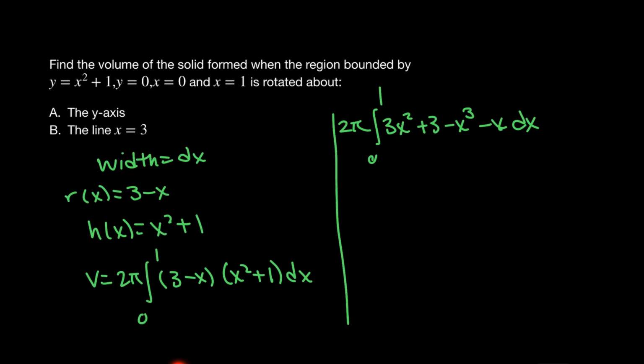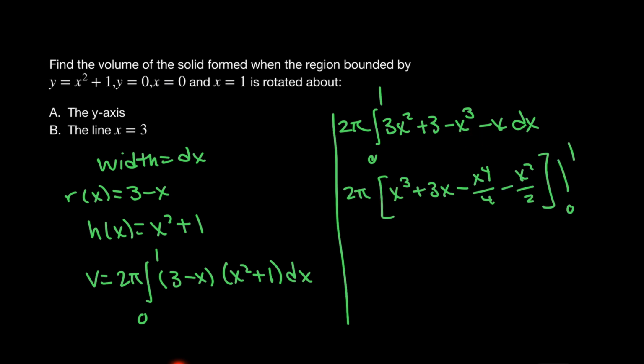To do this integral, I would FOIL out the 3 minus x times x squared plus 1. When I did that, I got 3x squared. That was first. Outer plus 3. Inner minus x to the third. Last minus x. And that's something I can integrate. That 2 pi constant stays there. Antiderivative of 3x squared is x cubed. Antiderivative of 3 is 3x. Antiderivative of x to the third is x to the fourth over 4. And antiderivative of x is x squared over 2.